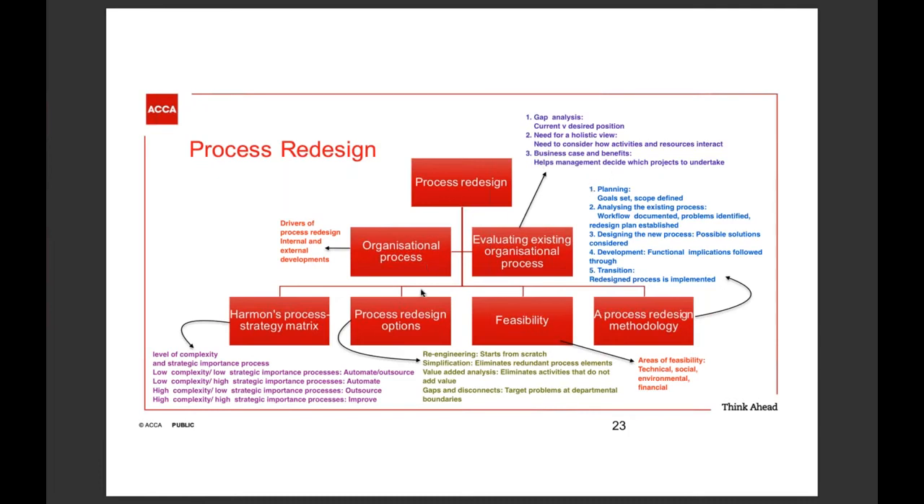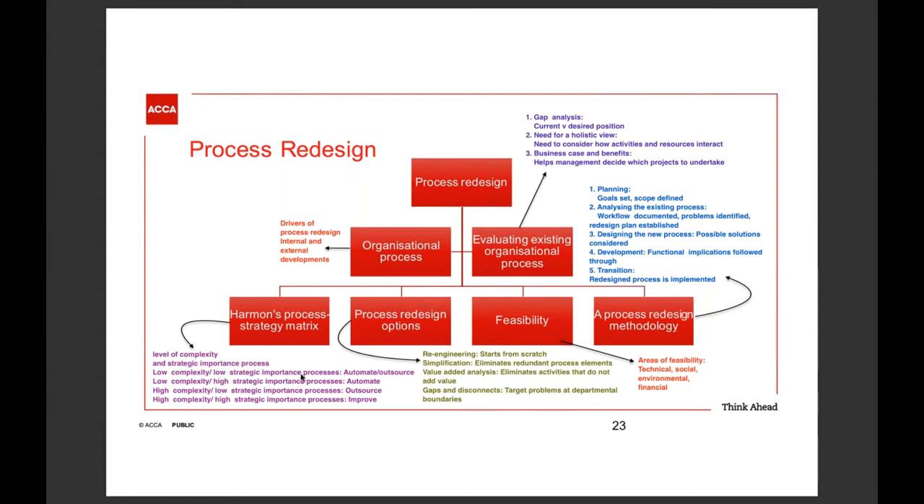Among the ways for you to decide what kind of process redesign you should be undertaking is by applying this particular Hammond's process strategy matrix. Even if you don't actually mention this, but you want to use this particular model to help you in answering your questions, you may just mention that. In order for you to do that, you will look at the level of complexity of the process and the strategic importance of that particular process, right? So basically, with low complexity and low strategic importance, processes will be automated or outsourced.